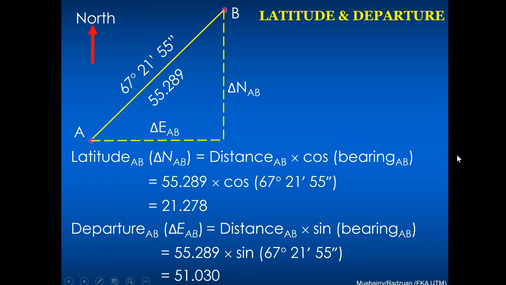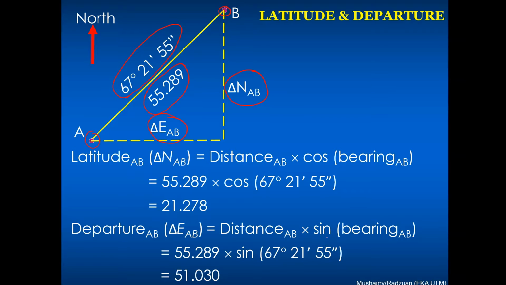Okay, so let's look at one example here. You're given two points, point A and point B. Now you observe the bearing A to B, 67°21'55", and you observe the distance at 55.289. Then you have to calculate the latitude, then departure. Latitude simply means distance times cos. Departure simply means distance times sine.